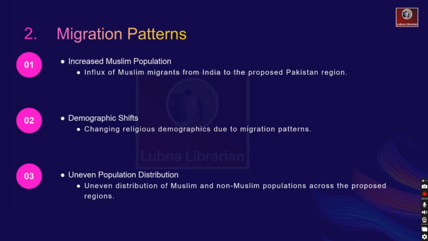2. Migration patterns. 1. Increased Muslim population. Influx of Muslim migrants from India to the proposed Pakistan region. 2. Demographic shifts. Changing religious demographics due to migration patterns. 3. Uneven population distribution. Uneven distribution of Muslim and non-Muslim populations across the proposed regions.